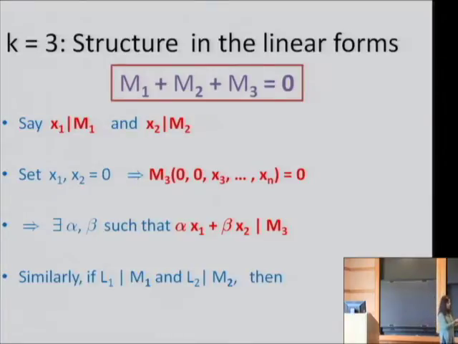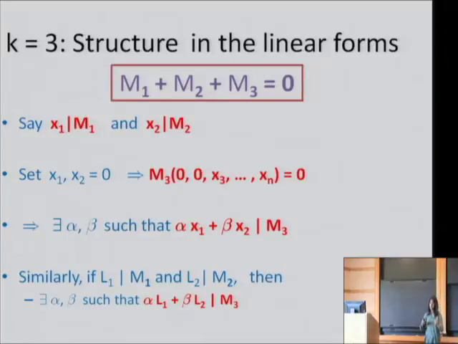And this holds even in general. So if you have any linear form L1 dividing M1 and L2 dividing M2, then some linear combination of L1 and L2 must divide M3. Okay, so if you look at all the linear forms appearing in M1, M2, M3, there are a lot of linear dependencies between them. If you take any linear factor in one of them and a linear factor in another Mi, then some linear combination will divide the third Mi. So there's a lot of structure sitting in these linear forms, and this is what we want to exploit.